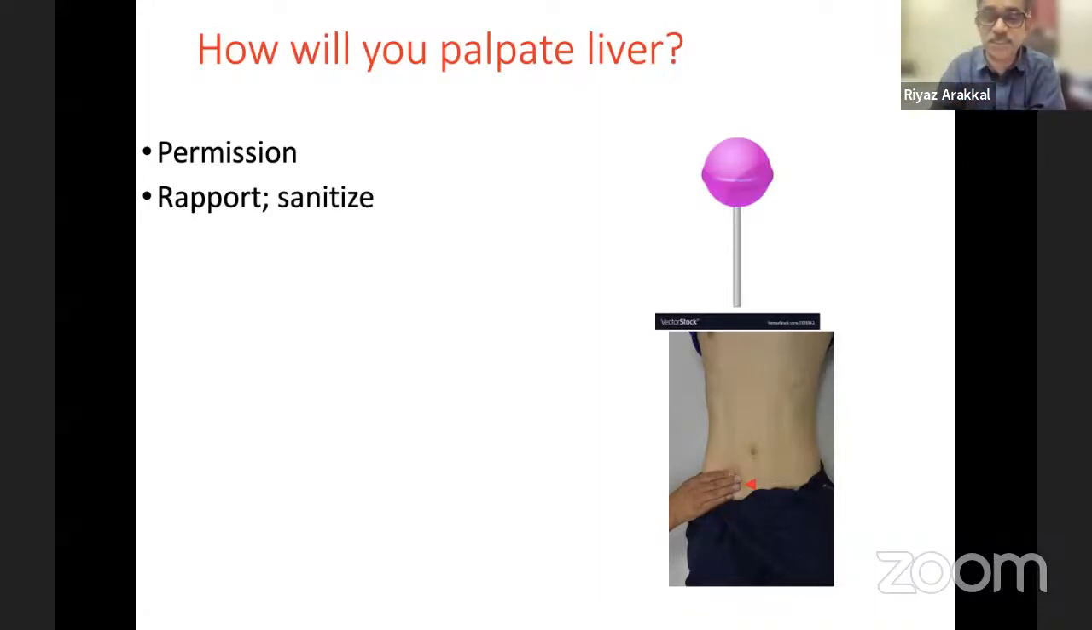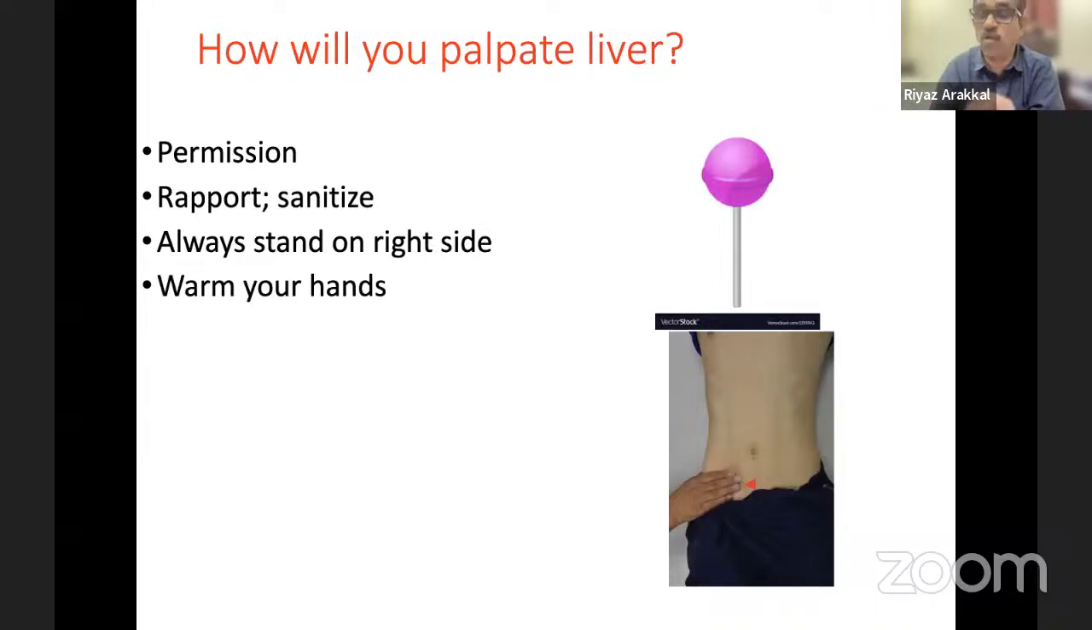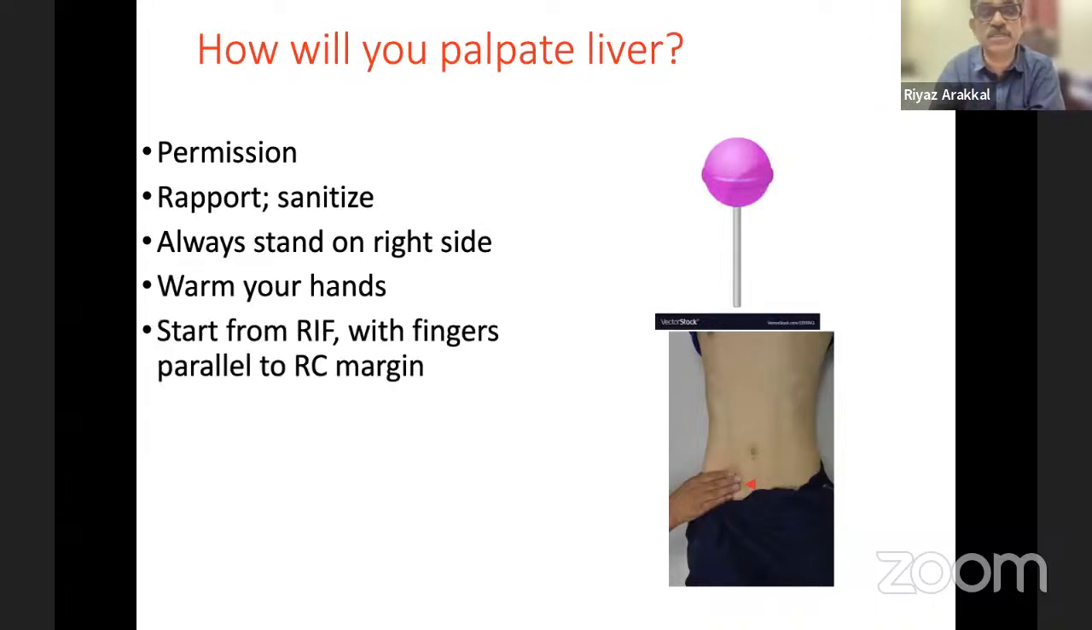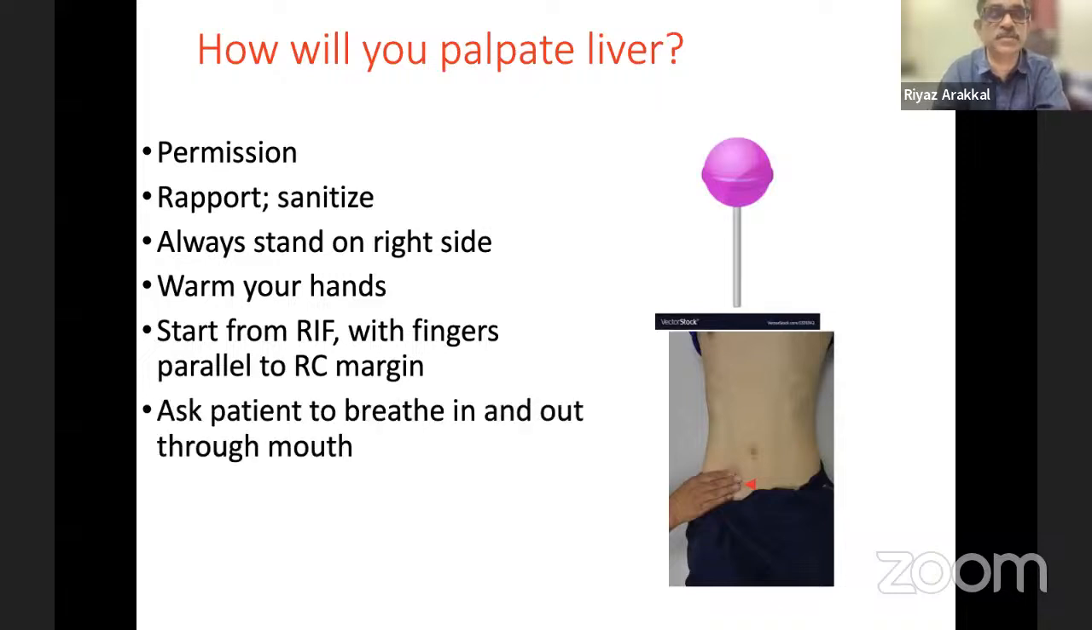You have to sanitize yourself. Then always stand on the right side of the patient. Make sure that you are standing always on the right side of the patient. Warm your hands before you touch the patient. Start from the right iliac fossa. Why the right iliac fossa? Sometimes there may be a huge liver, and the lower part of the liver may be in the right iliac fossa. If you start from the hypochondrium, you may miss a huge liver. So always start from the right iliac fossa.